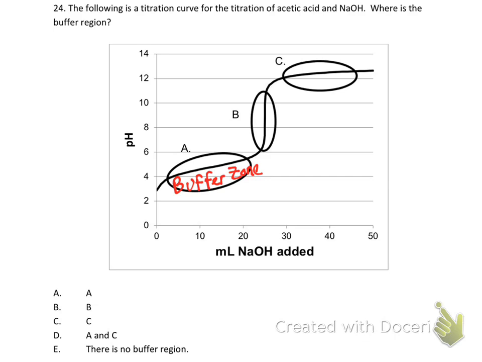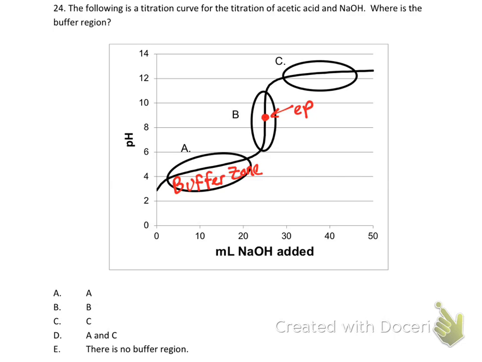After the buffer zone, when you've added in too much of the strong stuff, you hit a point in all titrations where either the pH will skyrocket or plummet. Remember, the midpoint there is called the equivalence point. And at the equivalence point, we've broken our buffer. There is no more buffer.